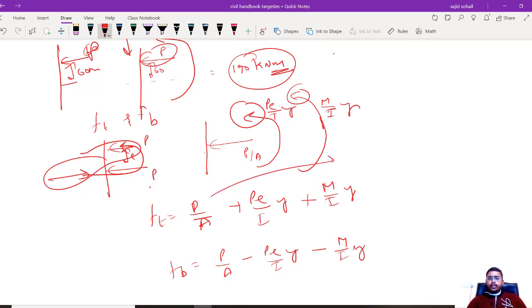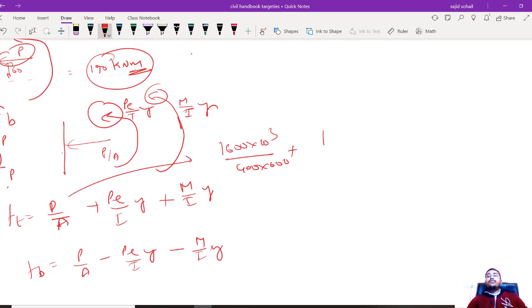So what you will be getting? You will be getting 1600 into 10 cube divided by 400 into 600 plus, be careful, pre-stressing force is 1600 into 10 cube, and what is your E value? Eccentricity is quite important. Eccentricity is here 60 mm. I am assuming the force is now constant, acting at 60 mm. There is no profile in between, the profile has disappeared. I have removed the profile and given the upward loading, right? So profile is gone. Eccentricity is constant now, 60 mm from the top. So divided by I into y, which is 24 into 10 to the power of 6 plus M by I into y.